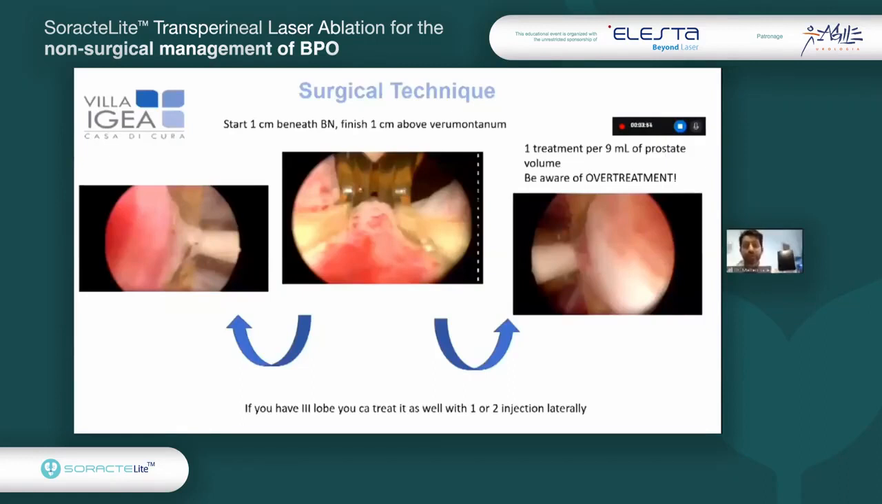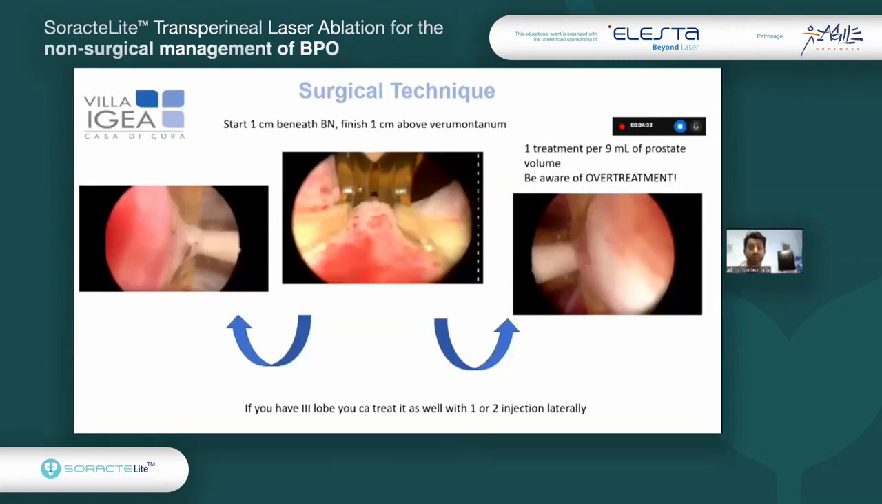Be aware of overtreatment. What do we mean? Especially if you come from a HOLEP experience, you're used to seeing the effect of the laser on the tissue. Here, after you remove the needle, you don't see anything on the tissue. So a surgeon, above all an amateur, is going to do another treatment, but it's not necessary. It will just cause dysuria and hematuria in the patient, and that's something we want to avoid.